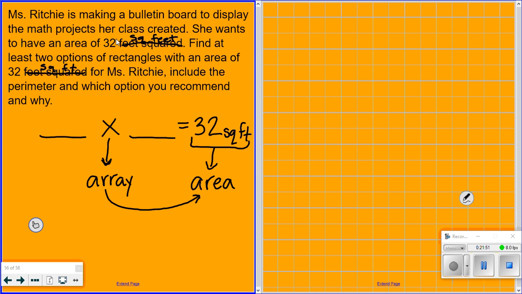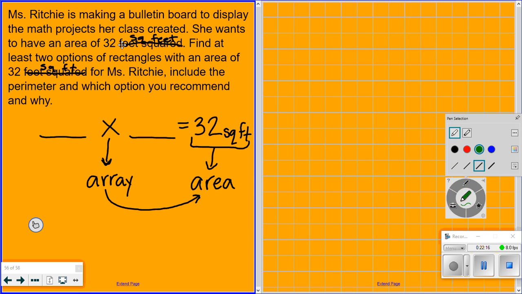No. We need to multiply to make an array. Why do we need to multiply? To make an array. We need to make an array with our squares because that's how we find the area. We're multiplying to make an array. And then we count our array, and that's our area.